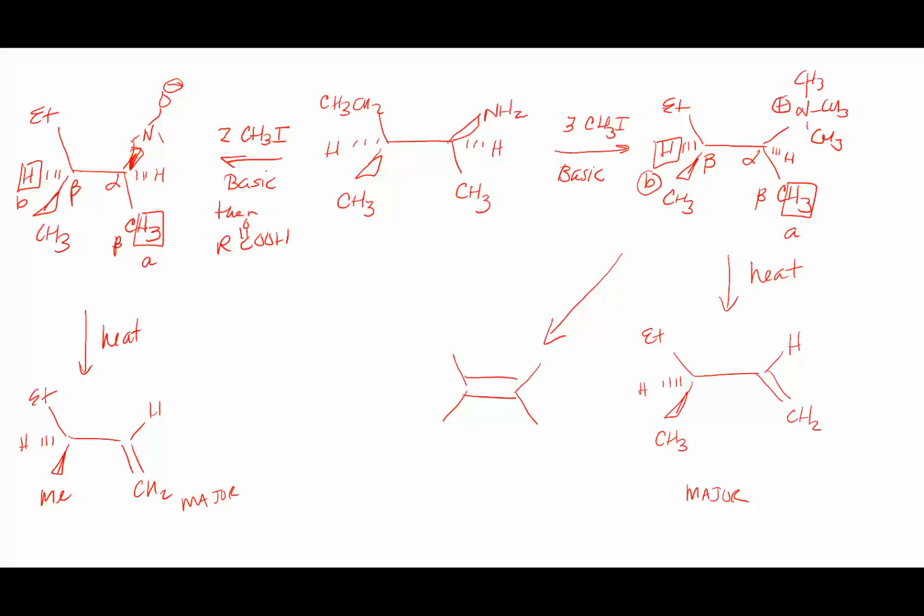And for the Cope elimination, same thing. I'm going to end up with a double bond like that. I'm going to end up with the methyl and hydrogen on the right-hand side and the methyl and the ethyl group on the left-hand side. After Cope elimination, will the methyl groups be cis or will they be trans?